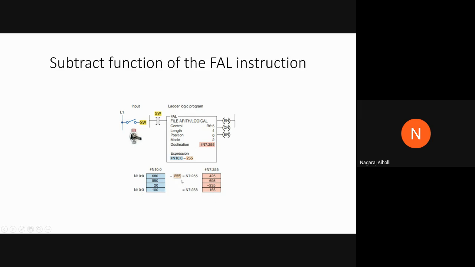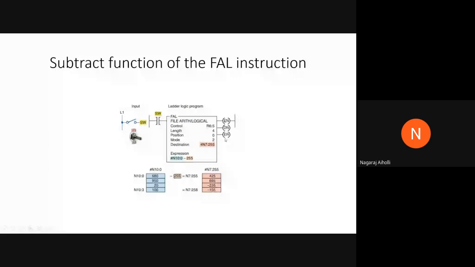Okay, 100 minus 255 is how much? Minus 155, correct? That will be stored in the destination. Once all these operations are completed, then your bit will be high.